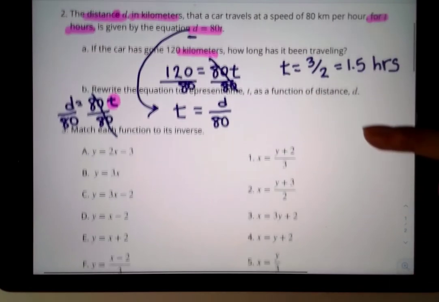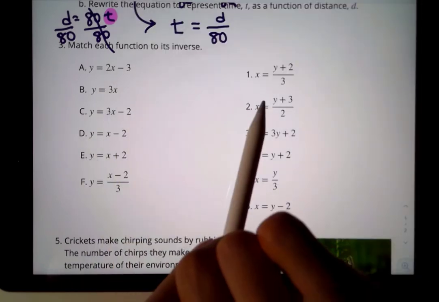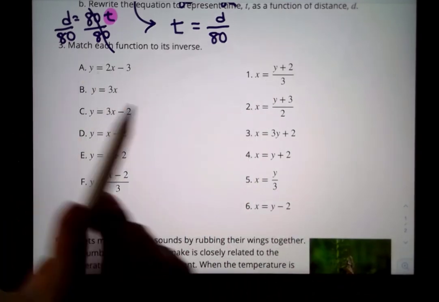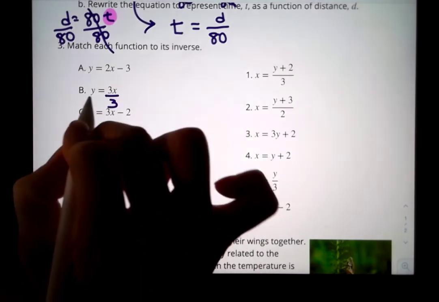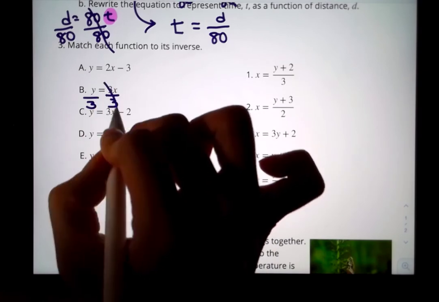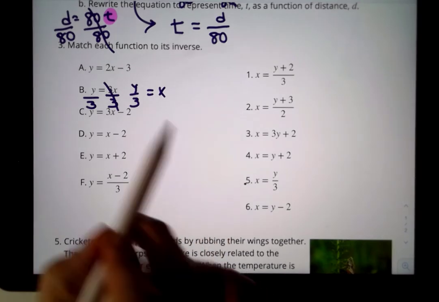Okay? And number 3, match each function to its inverse. So for this one, I'm gonna try the easy one first. Look at B. And they didn't switch the variable, guys. They just solve it for X. They didn't switch X and Y, alright? So for example, if you're doing B, then you just divide it by 3. So that you just get X equals Y over 3. Like this. So that's your answer, number 5, right?